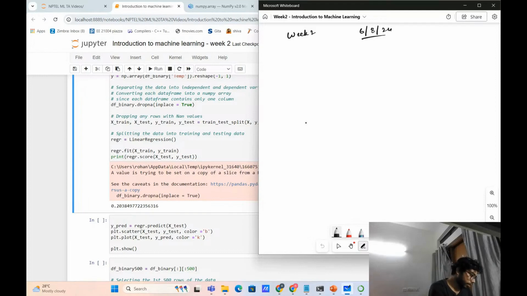So R square is basically 1 minus RSS by TSS. What do RSS and TSS mean? RSS stands for residual sum of squares, and TSS stands for total sum of squares. Right, let's write it down.